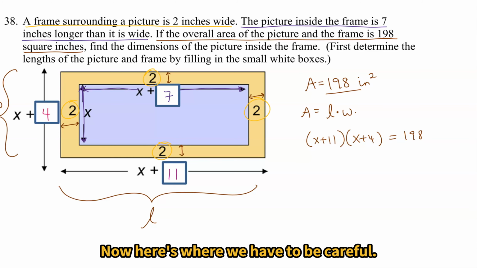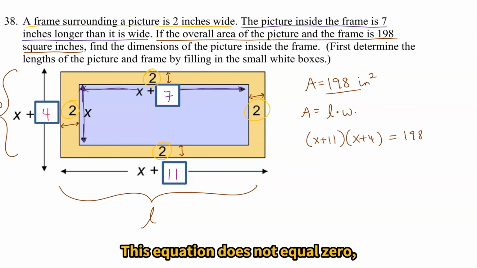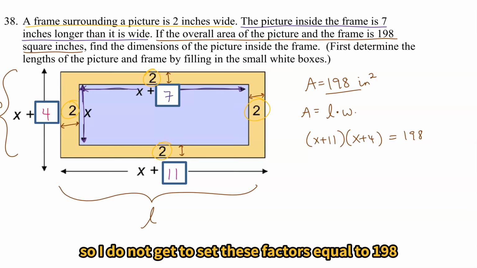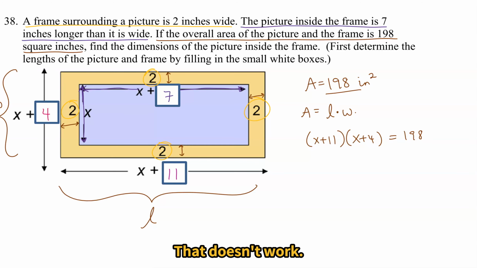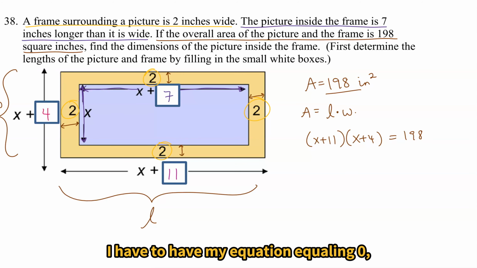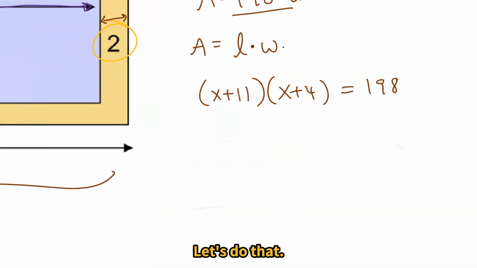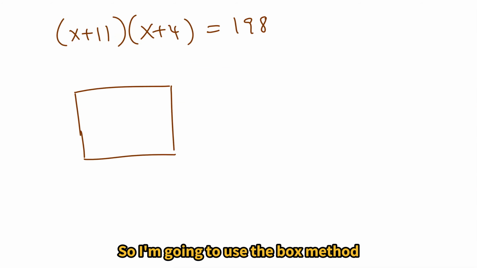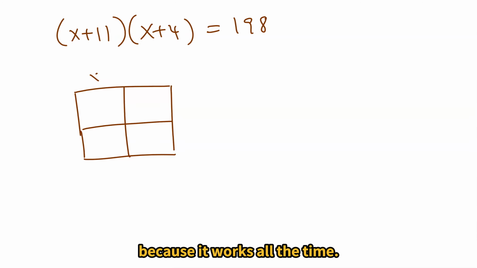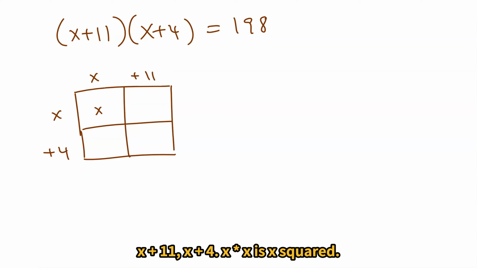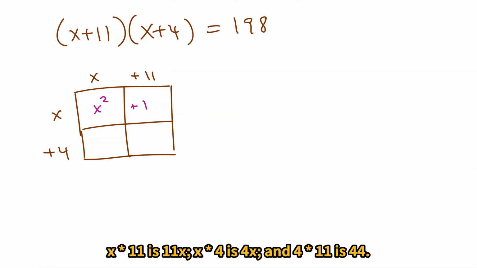Now here's where we have to be careful. This equation does not equal 0, so I do not get to set these factors equal to 198 and try to solve them. That doesn't work. I have to have my equation equaling 0, so I'm going to have to multiply this out. Let's do that. I like using the box method, so I'm going to use the box method because it works all the time. X plus 11, x plus 4, x times x is x squared, x times 11 is 11x, x times 4 is 4x, and 4 times 11 is 44.